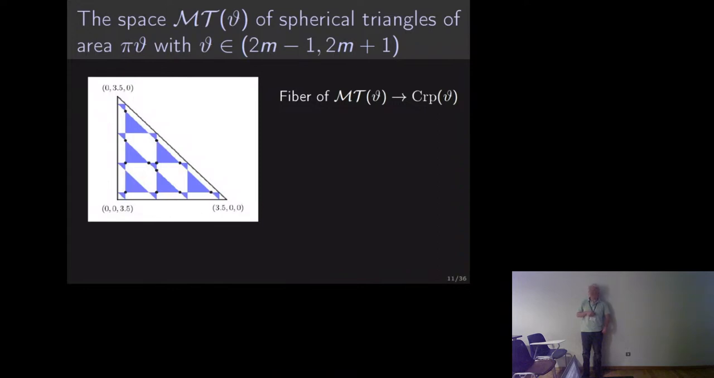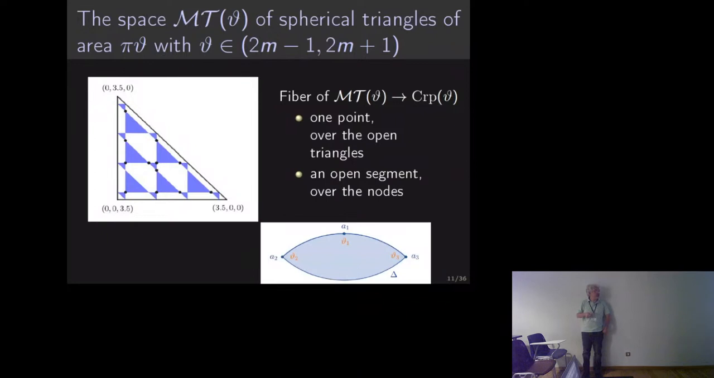Or none, if you're in the white zone. But on the black dots, where one coordinate is integral, there is not just one triangle, but there is a whole segment of triangles. I will show you an example.